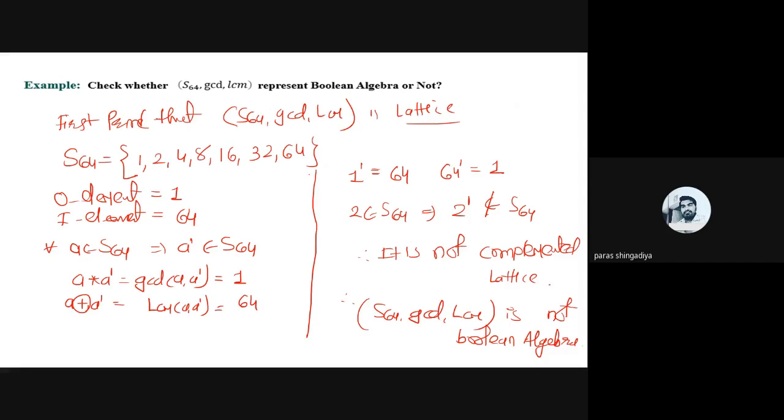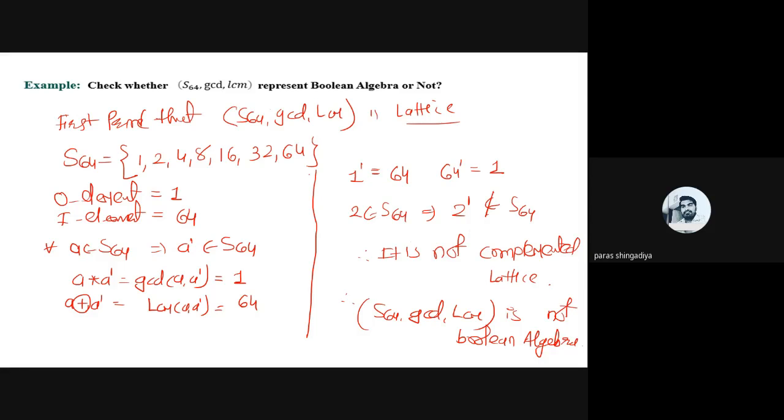And if we consider the S64 set, all numbers are even there: 2, 4, 8, 16, 32 and 64, except the 1. The remaining entries are all even numbers. So what does it mean? If we consider 2, 4, 8, 16, 32 and so on, we cannot find any number as a complement of these such that the GCD becomes 1. Why? Because we have only even number choices there. So we cannot prove the GCD is equal to 1, because the GCD of two even numbers is never 1.